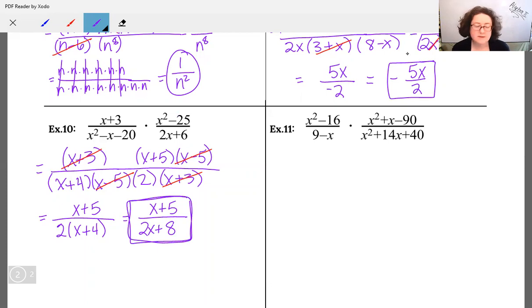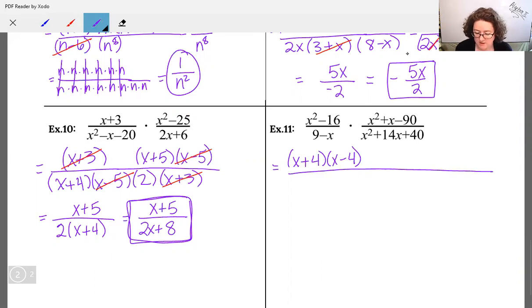Okay, last one. Did you catch the flip? If you notice in that first denominator, you've got a 9 minus x, and all the factors that we're usually getting are always reversed. So in my first step, when I'm factoring everything out, I'm going to go ahead and factor out that negative 1. Okay, first expression is x squared minus 16, which is a perfect square. So x plus 4, x minus 4. 9 minus x, I'm going to factor out a negative 1 to turn that into an x minus 9.